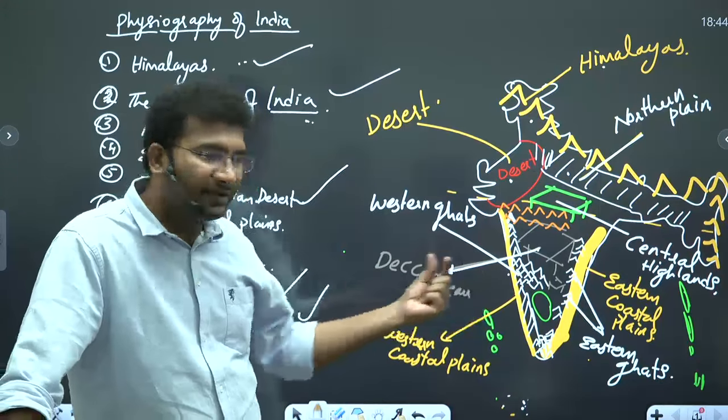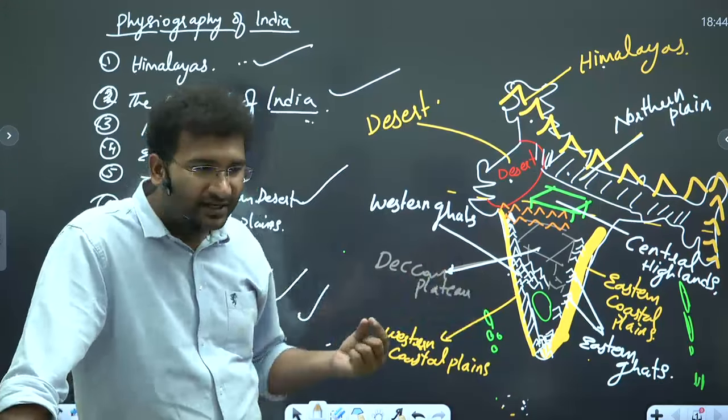I have drawn it in a very narrow manner on the west side and broader on the eastern side. Right? Western Ghats, they are also called as escarpments.